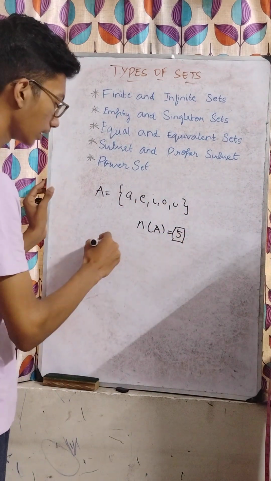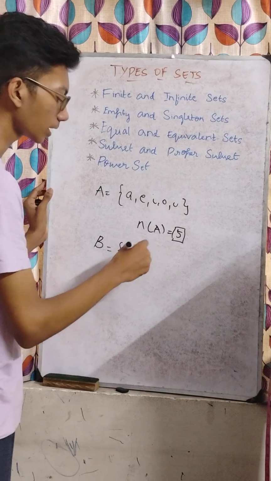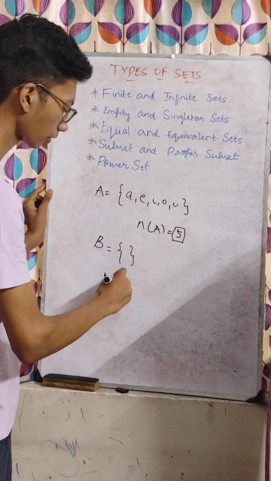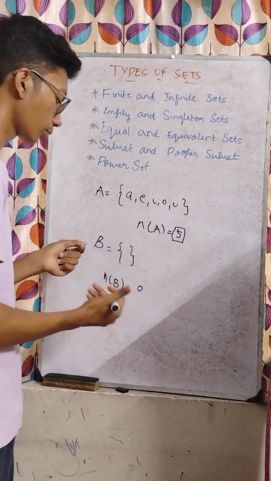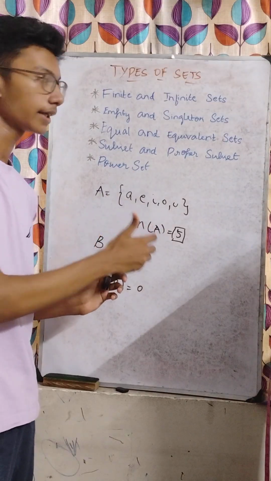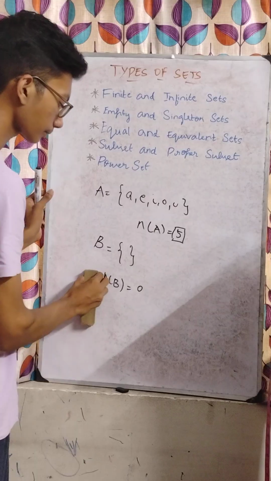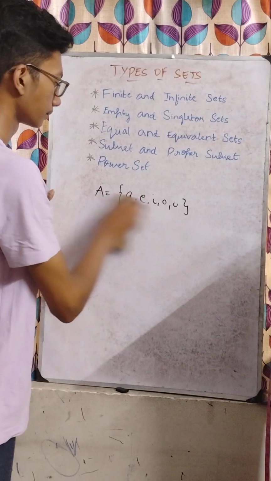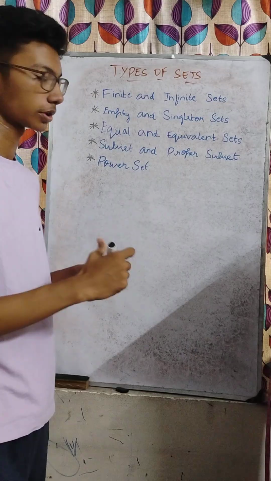That is 5. Let's say we have another set B, which does not have any elements. Now n of B is equal to 0. We can count the elements in this set too. Since the number of elements in a set is finite, it is called a finite set. So that's a finite set. Now an infinite set is the opposite of that.